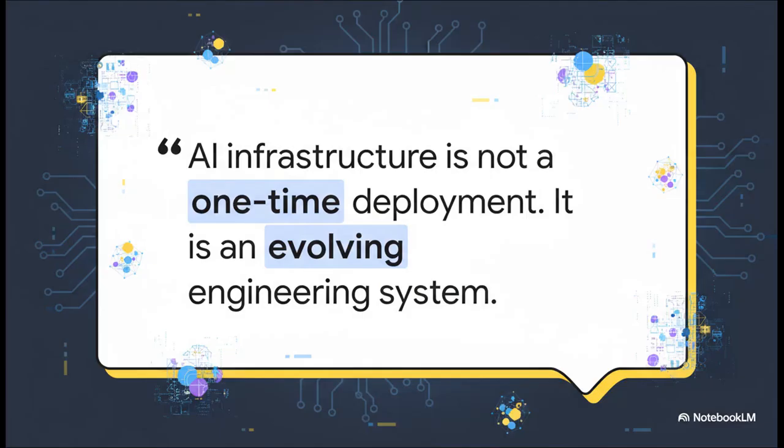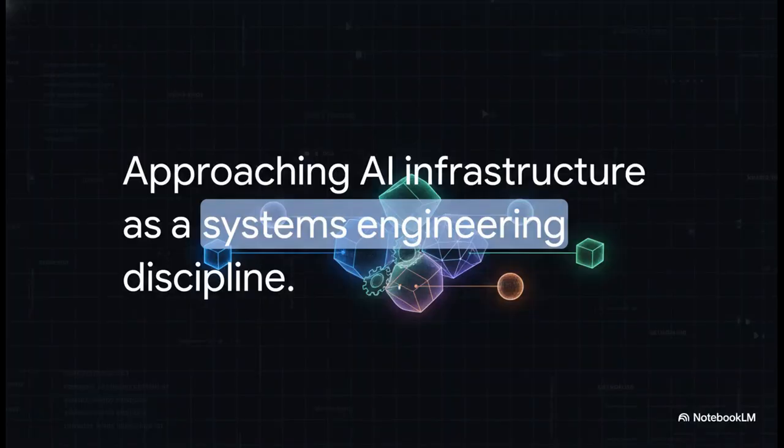At the end of the day, you can't treat AI infrastructure as a set-it-and-forget-it kind of deployment. It's really an evolving engineering system, and it requires continuous attention and refinement to maintain that peak performance. So, to sum it all up, this 5-step methodology treats AI infrastructure not just as a collection of components, but as a cohesive systems engineering discipline.